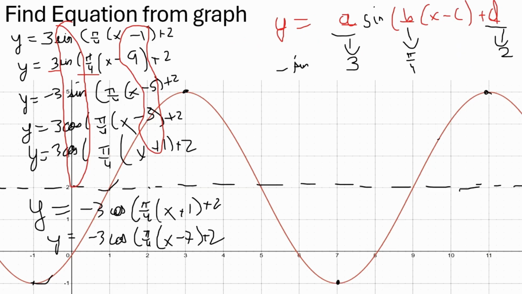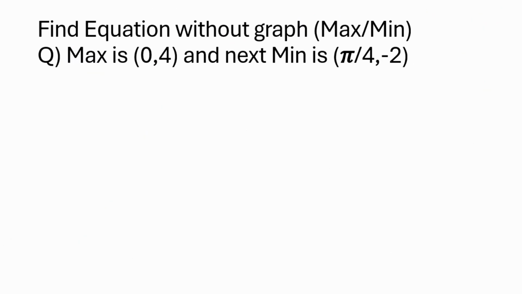Okay, so now moving on to finding the equation without the graph. This is very easy. So a max is at (0, 4), min is at (pi over 4, negative 2). So again, we need a, b, c, d values.